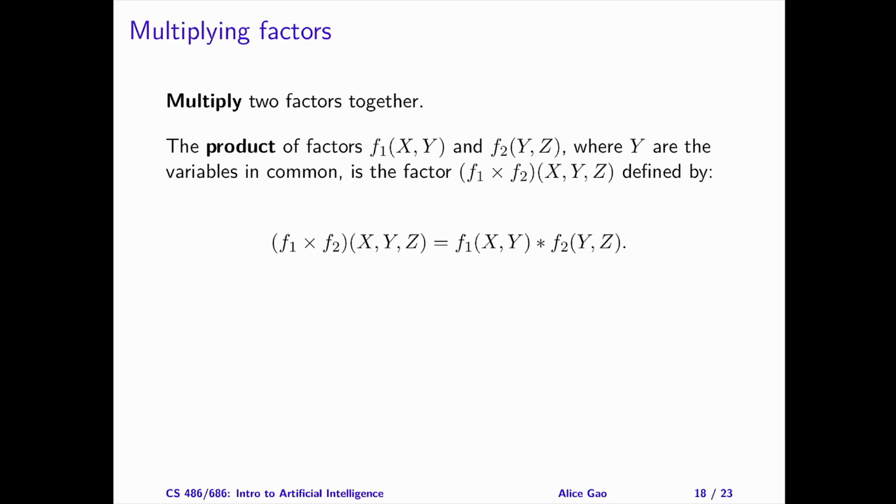Multiplying two factors is non-trivial when the factors do not have the same set of variables. Consider two factors, f1 and f2. They have different variables. Think of x, y, and z as groups of variables rather than individual variables. f1 and f2 have some variables in common, and this group of variables is denoted by y.